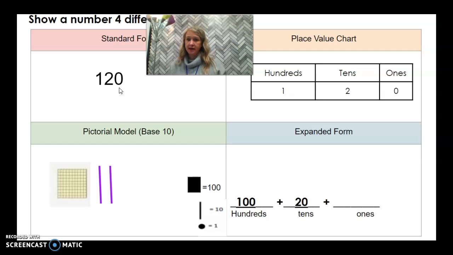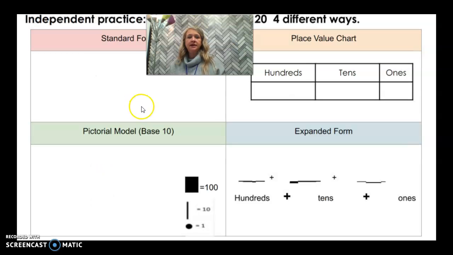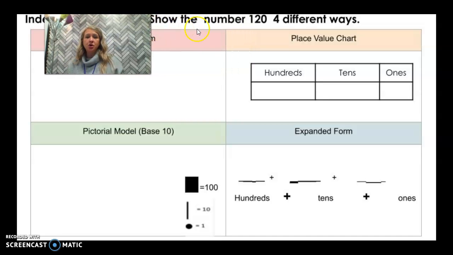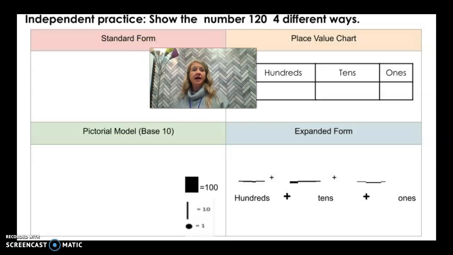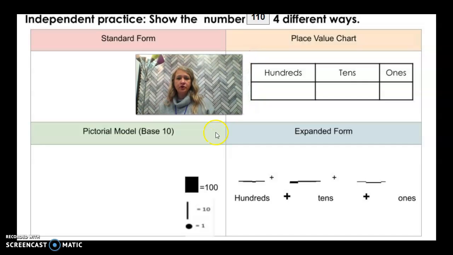Okay? Got it? Okay. So now today for your assignment, you're going to show the number 120 in 4 different ways. And you're going to show the number 110 in 4 different ways. Do you want to see another number before you start? Okay, let's go.